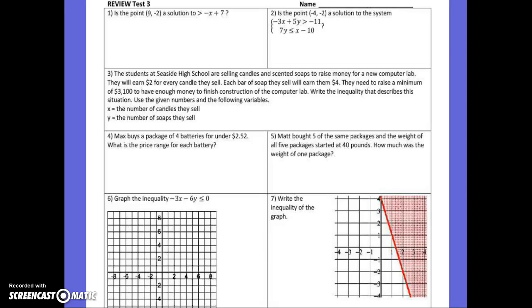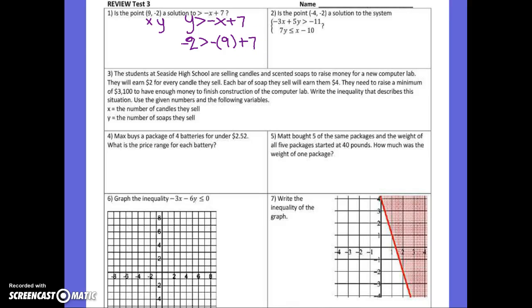Test 3 is the review. Is the point (9, -2) a solution? There should be a y right here, so it's y is greater than -x plus 7. The 9 represents x, and the -2 is y. So we're going to plug those numbers in for x and y and see if it works. Here we got -2 is greater than negative, plugging in a 9, plus 7.